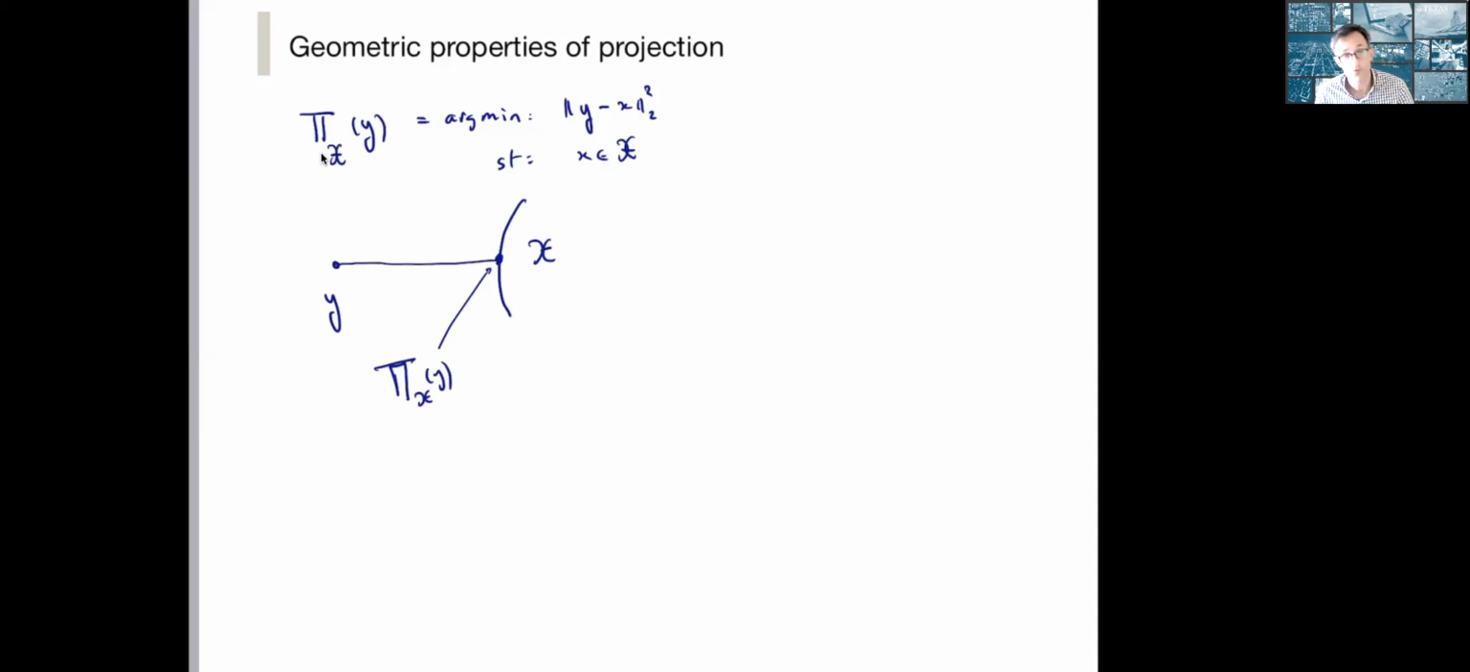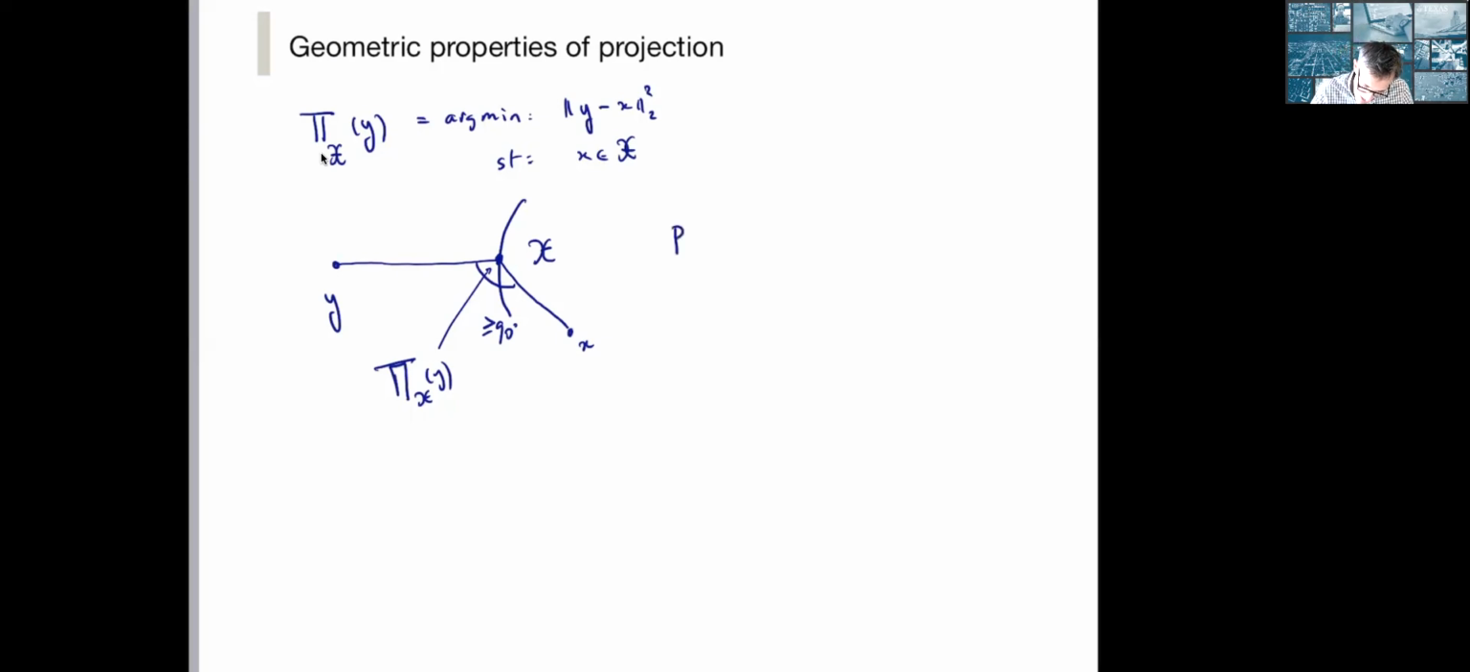So what do we notice from this picture? We notice that for any other point x in my set x, this angle here is obtuse. It's greater than 90 degrees, or greater than or equal to 90 degrees. You can think about when it would be equal. So let's prove that what this picture is showing us is exactly what happens.